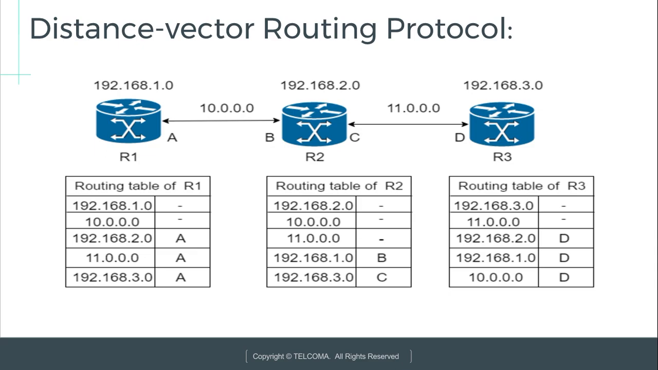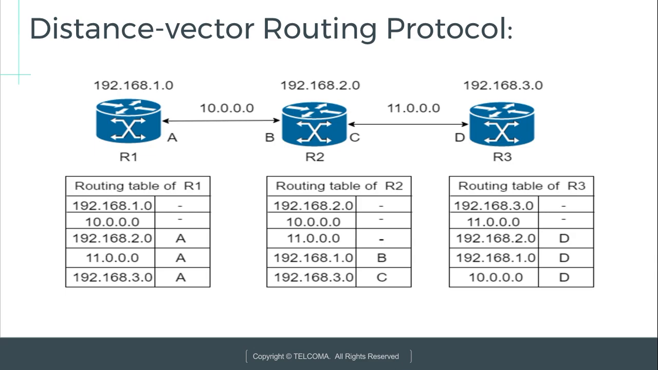First of all, R1 and R3 send their routing tables to R2. From that, router R2 gets the knowledge about the IP addresses of R1 and R3, and it updates its routing table. Now see the routing table of R2. It contains the IP addresses of R1 and R3.